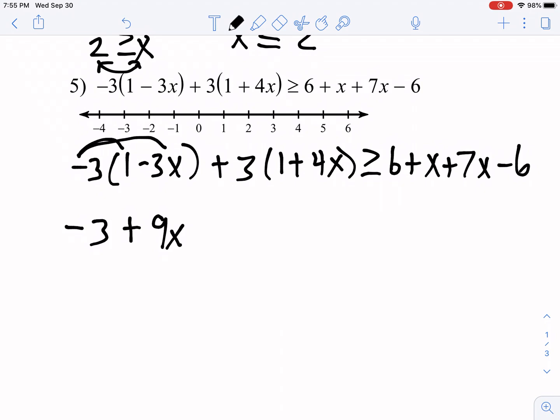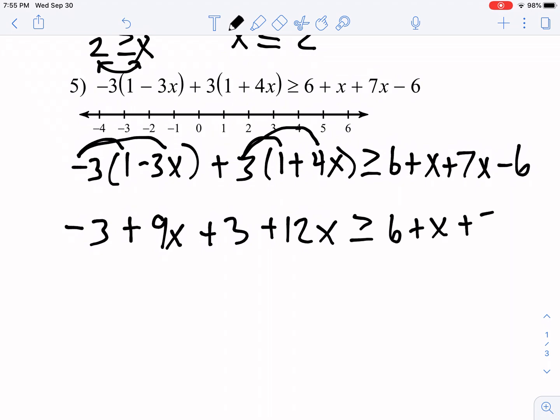Now, we have one more here. We have 3 times 1. Positive 3 times 1 is a positive 3. Don't forget to put the plus sign because we're adding this together. Then we have 3 times 4x. 3 times 4 is 12, and then we keep our x. And now we've applied the distributive property. Okay, but notice we have variables on both sides now. Okay, that's not a problem. We still follow the same steps.